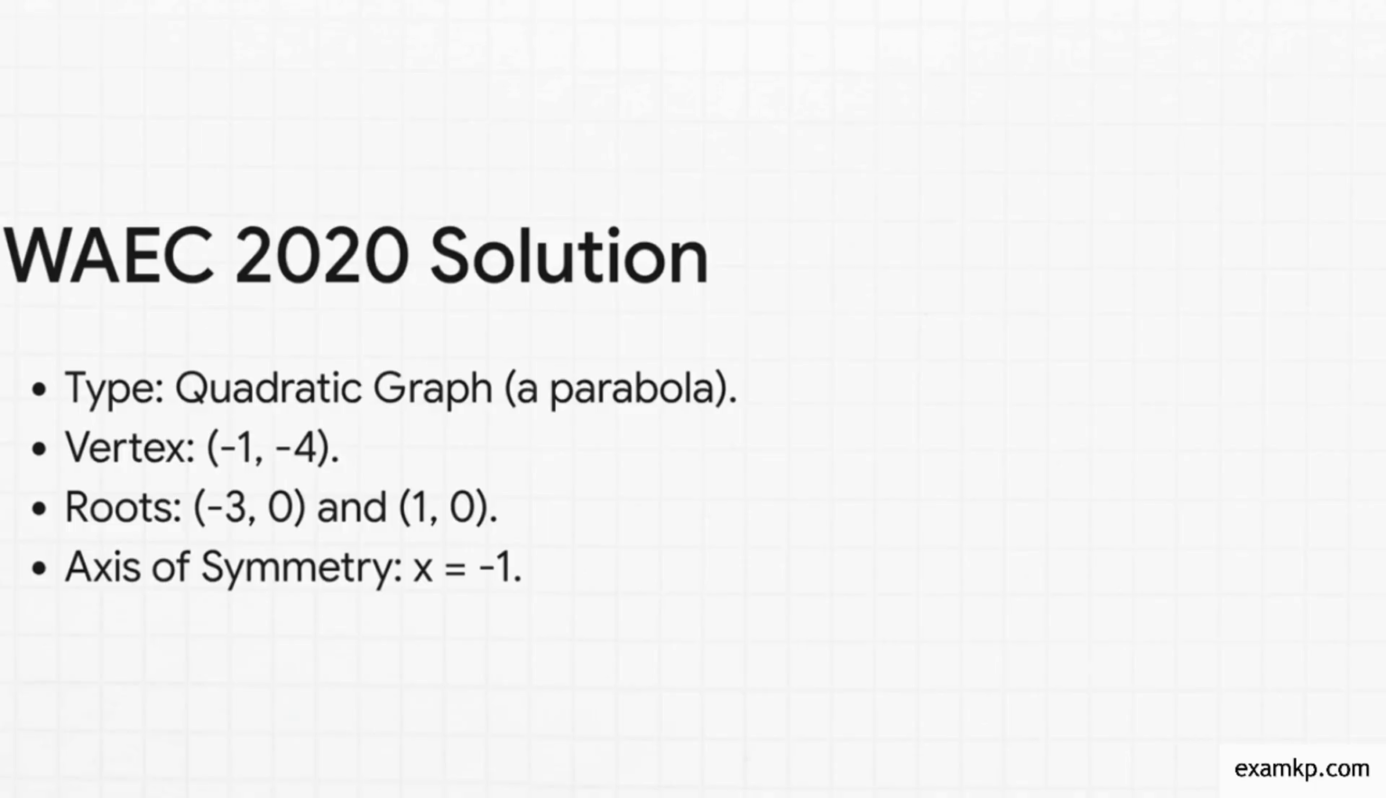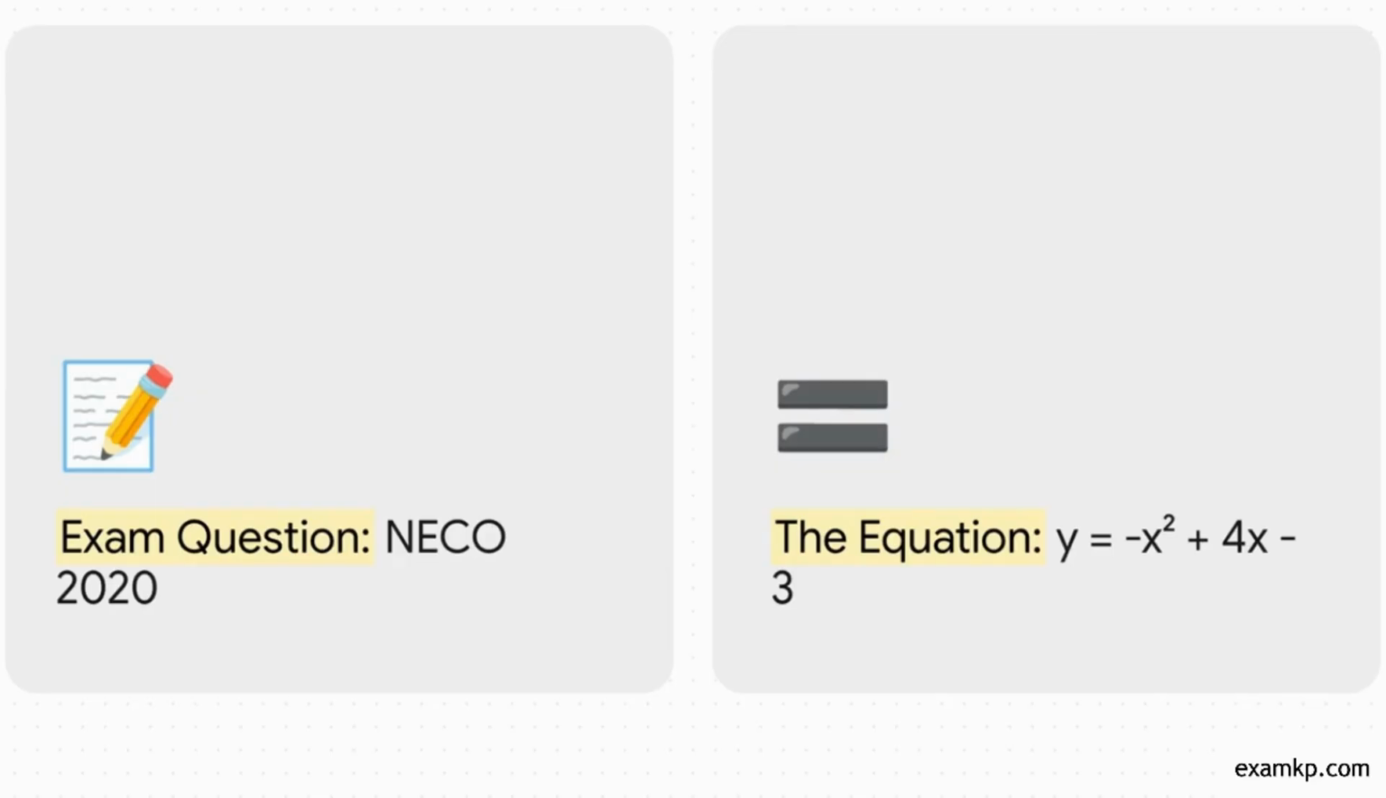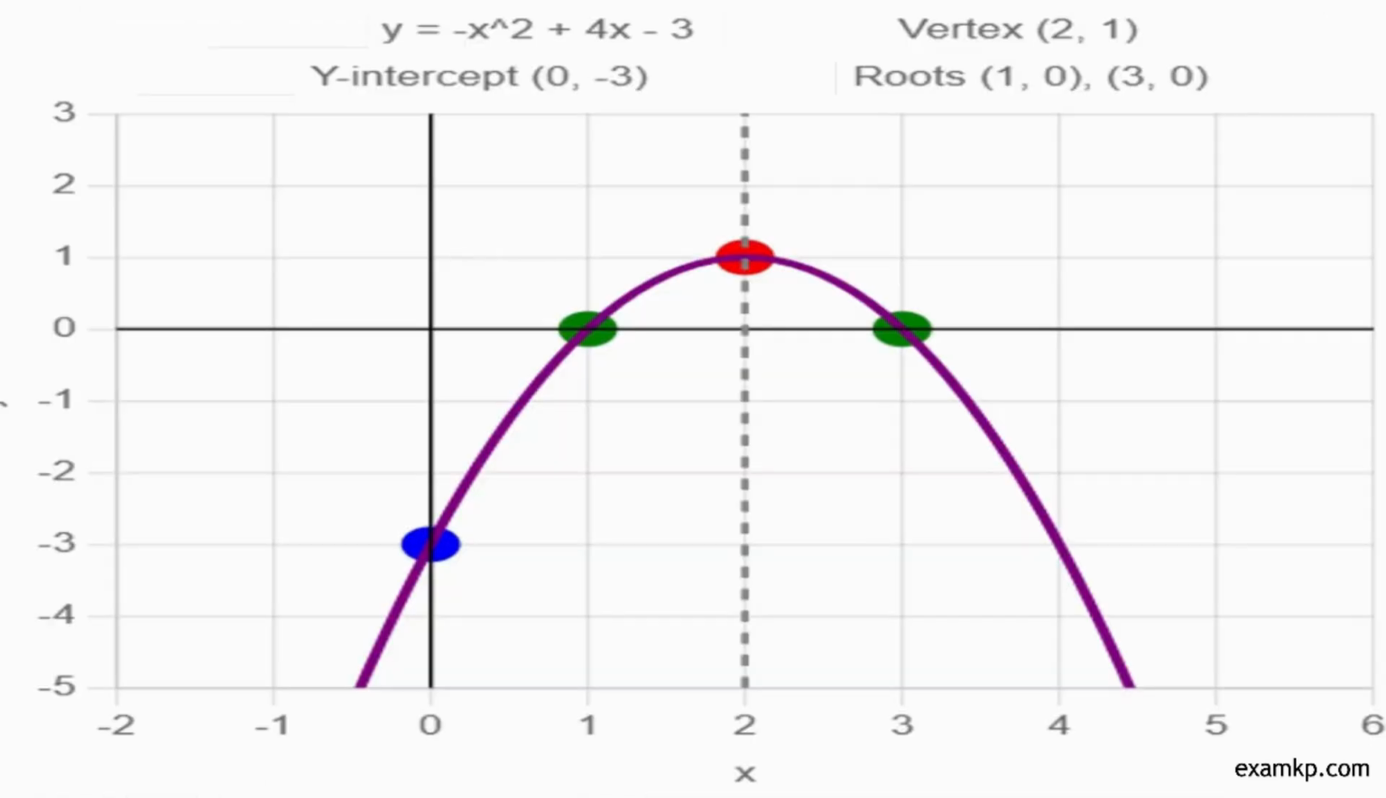Okay, one final example. This one's from NECO 2020. The equation is y equals -x squared plus 4x minus 3. Now this one has a tiny but super important twist. Look really closely at that first term. It's not just x squared, it's -x squared. What do you think that little minus sign is going to do? It flips the whole thing upside down.